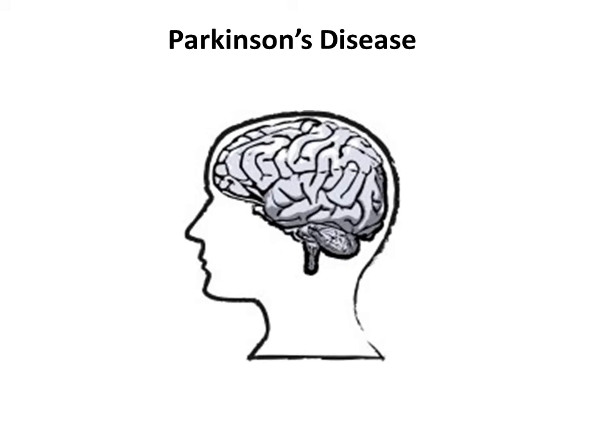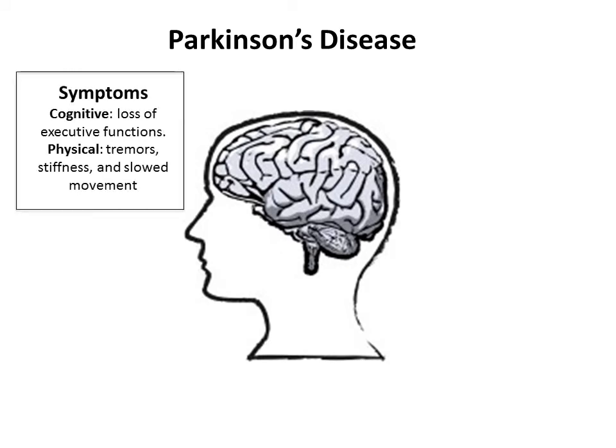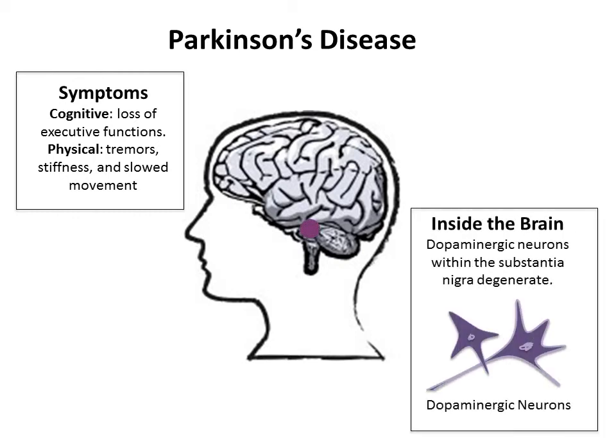Symptoms of Parkinson's disease include the gradual loss of cognitive functions, as well as physical symptoms such as tremor and slow movement. Currently, there are no effective treatments for Parkinson's disease. Therefore, iPS cells provide a promising source of cell-based therapy for the treatment of PD.